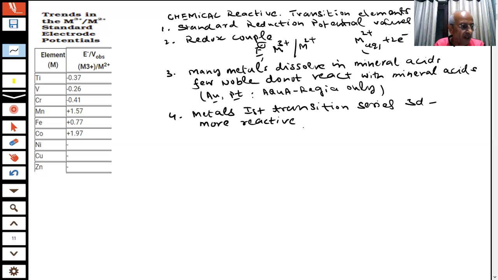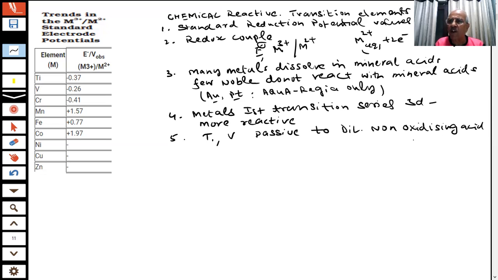Another important point is that, students, titanium and vanadium are passive to dilute non-oxidizing acids. What is happening? Titanium and vanadium are passive to dilute non-oxidizing acids. Can you tell me what is a non-oxidizing acid? Every time I write something, a question is there. What are non-oxidizing acids? Like HCl. HCl is not an oxidizing acid, but nitric acid is a strong oxidizing agent.